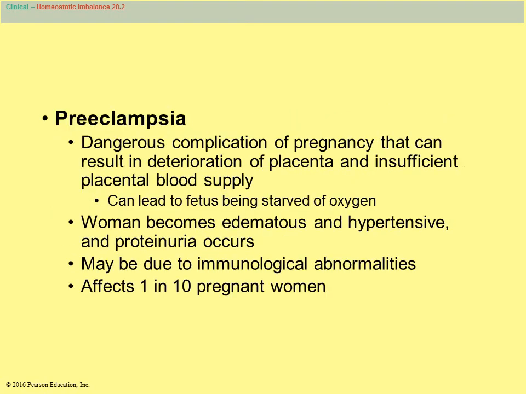Preeclampsia is a complication of pregnancy that some women have, where it can lead to deterioration of the placenta and where it ends up having insufficient blood supply, therefore not supplying the developing fetus with enough nutrients or enough oxygen. Usually with preeclampsia, the woman becomes hypertensive, which is high blood pressure. She may have swelling. This does affect about 1 in 10 of pregnant women.